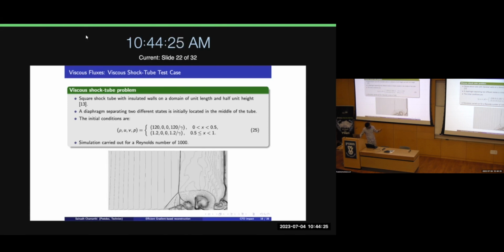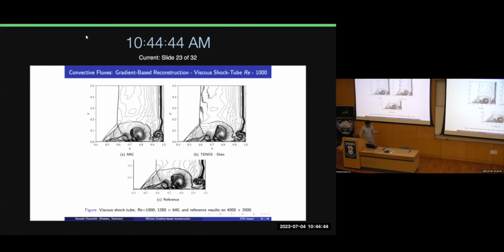Now I'm going to show the viscous shock tube test case, which is a square shock tube with insulated walls. The shock wave goes in this direction, hits this wall and comes back, and interacts with this boundary layer, which gives complex patterns. We did the simulations with our method and the TENO scheme. This is the reference solution on a grid size of 4,000 by 2,000, and these two are simulations on a smaller grid size, like 1280 by 640. The mixed scheme is as good as the reference solution, even on the smaller grid, compared to the TENO scheme.